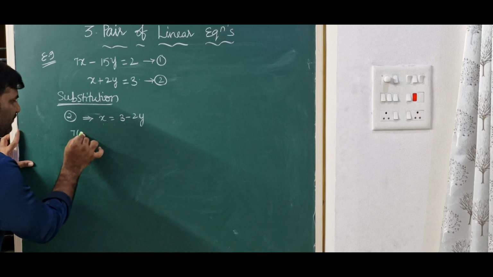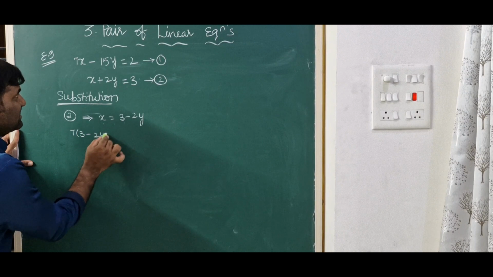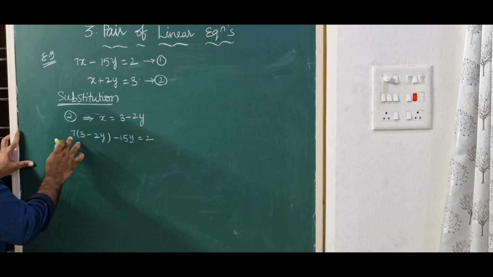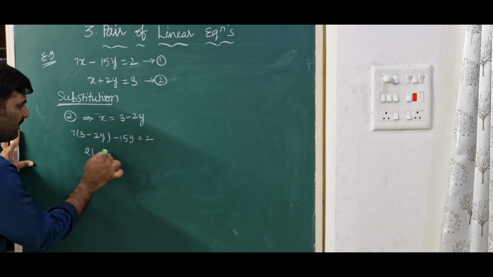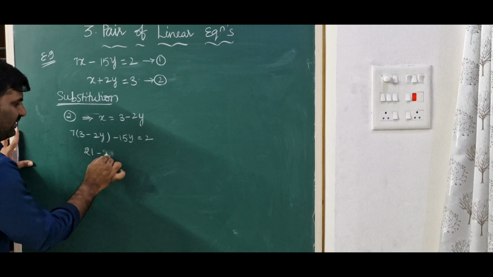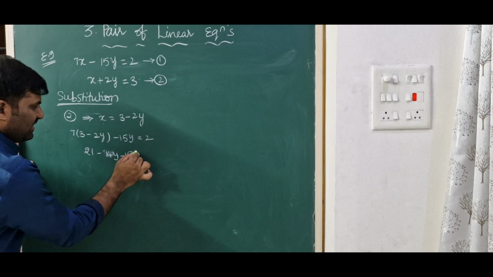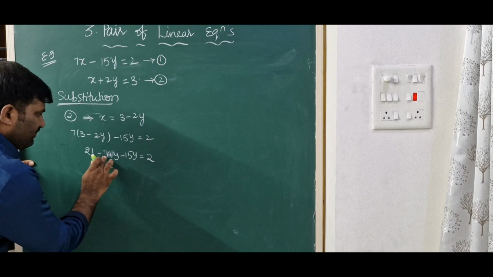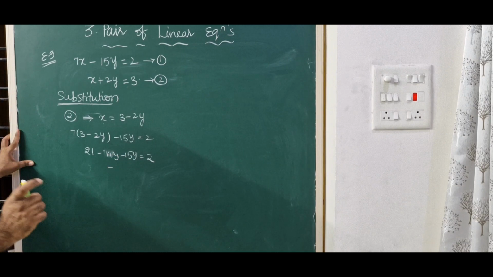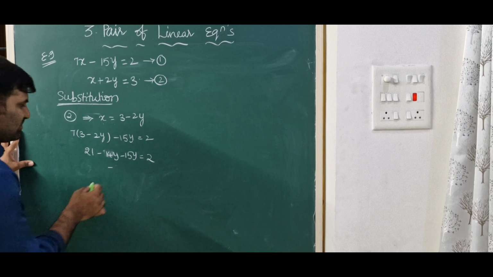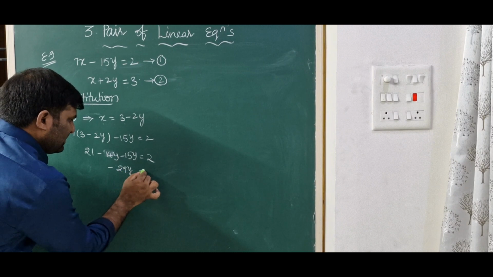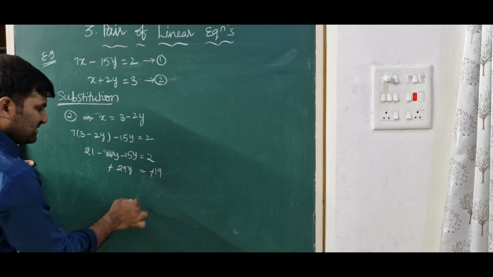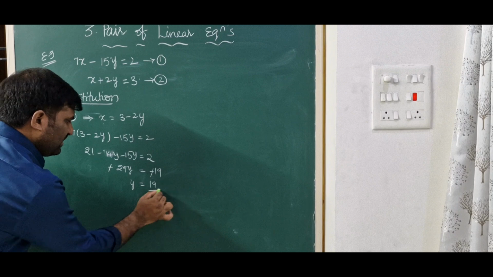That is 7 into 3 minus 2y. In place of x I am taking 3 minus 2y, minus 15y is equal to 2. So 7 3s are 21, minus 7 2s are 14y, minus 15y is equal to 2. Now I am directly doing the step here. Minus 14 and 15 both are negative. When you have two negative terms you need to add and keep the negative symbol. Minus 29y is equal to 2 minus 21, you will get minus 19. So minus gets cancelled. y is equal to 19 by 29.